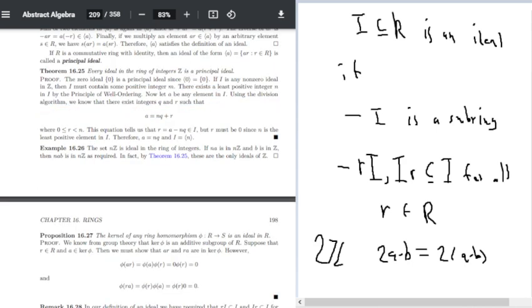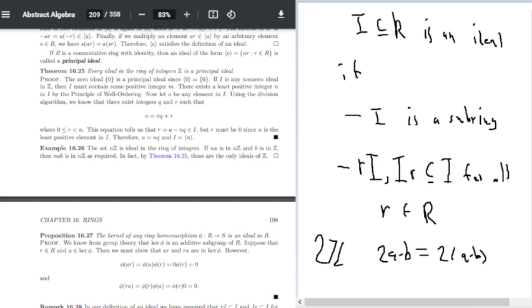Theorem 16.25. Every ideal in the ring of integers Z is a principal ideal. Oh, how perfect. Proof. The zero ideal is a principal ideal, since the principal ideal generated by 0 is equal to 0. If I is any non-zero ideal in Z, then I must contain some positive integer m. There exists a least positive integer n in I by the principle of well-ordering.